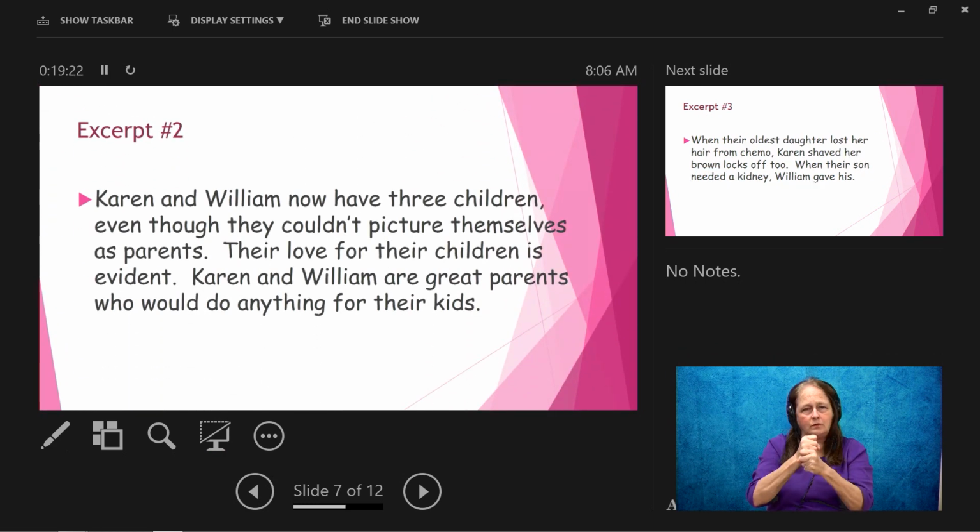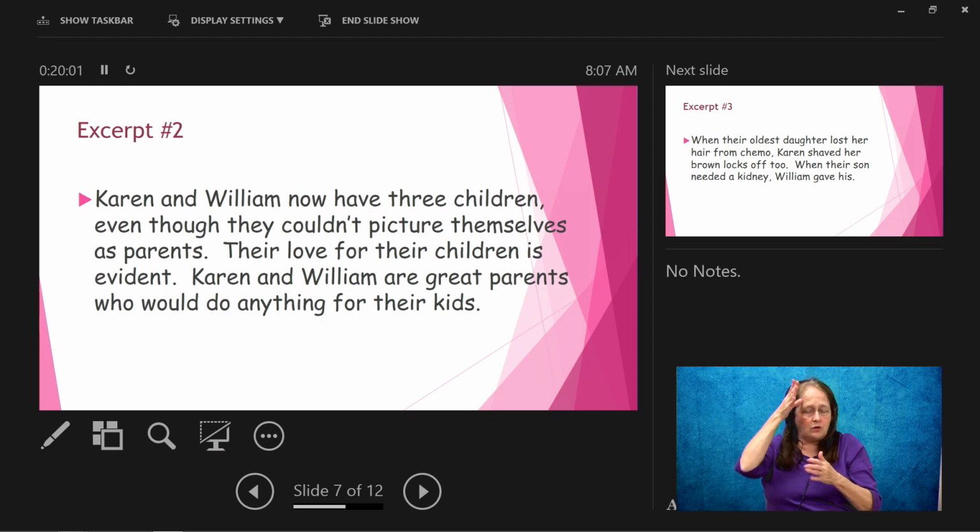Now, Karen and William now have 3 children, even though they couldn't picture themselves as parents. That's odd. Their love for their children is evident. Karen and William are great parents who would do anything for their kids. That sounds great. That's probably the same thing going on with you and your parents right now. They'll do anything for you. They're trying to homeschool you now. So let's break that down. Karen and William have 3 children, although they didn't really want kids. They didn't think that they were going to be parents.